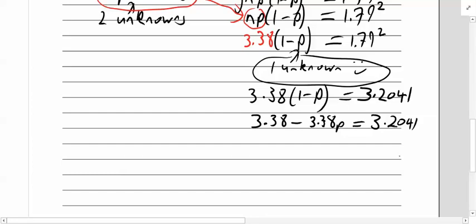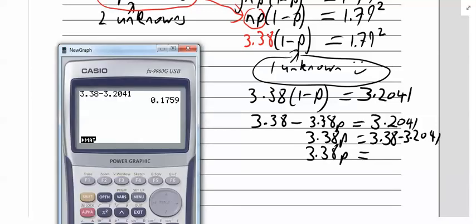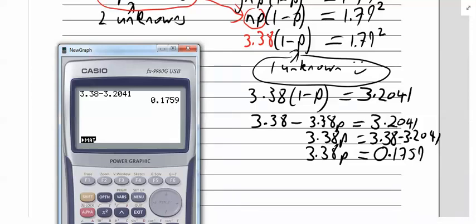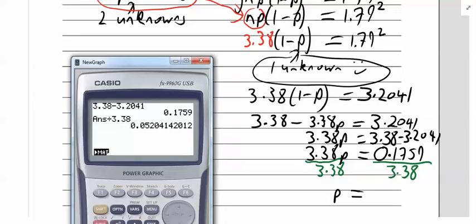I'm going to skip a few steps. So I'm just going to go 3.38P equals 3.38 take away 3.2041, which equals 0.1759. Okay, and dividing both sides by 3.38, we get P. So P, the probability of an individual fleece being rejected, is 0.052014. Now, I don't want to round that number yet because I'm still using it for another calculation.